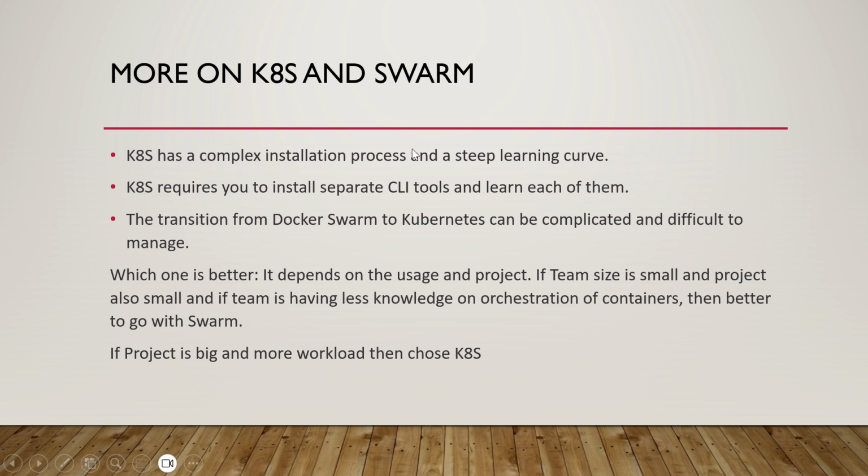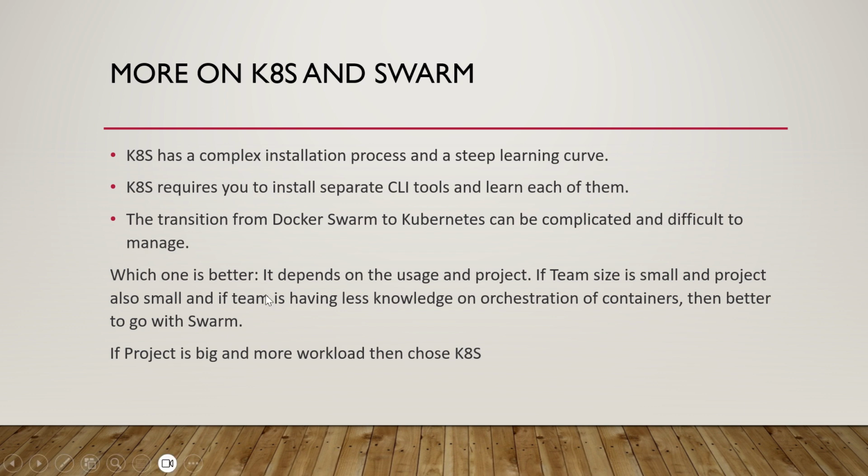Kubernetes has a complex installation process and a steep learning curve. Kubernetes requires you to install separate command line interface tools and learn each of them. The transition from Docker Swarm to Kubernetes can be complicated and difficult to manage. That means if you implemented your containers and are managing them using Docker Swarm, and then move from Docker Swarm to Kubernetes after the implementation, it will be more complicated and difficult to manage, because you need to write all the code again and spin it up in Kubernetes.